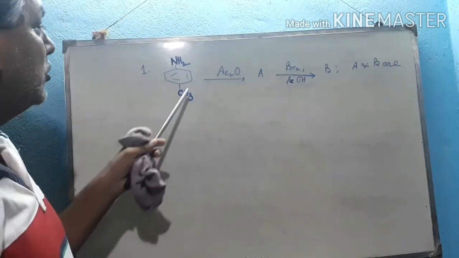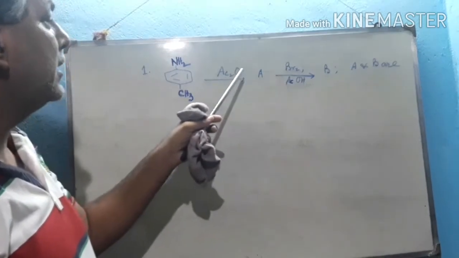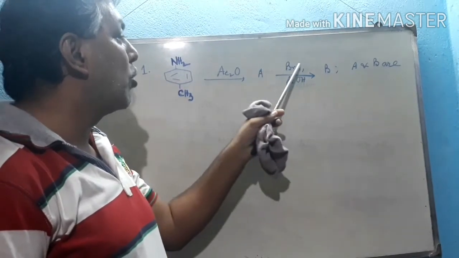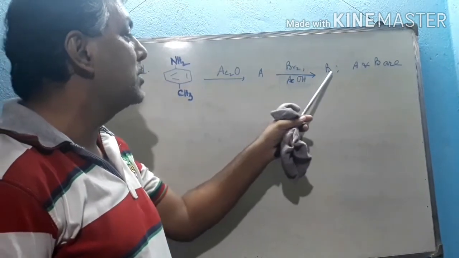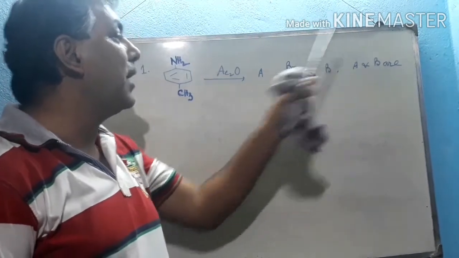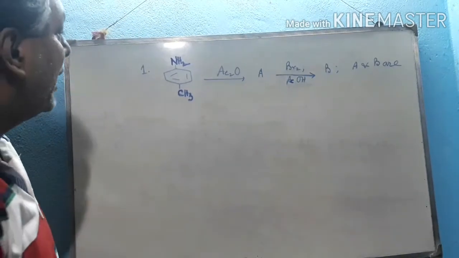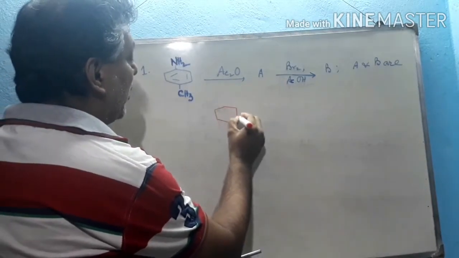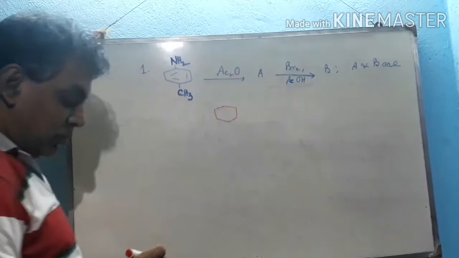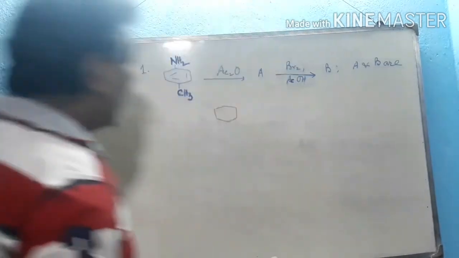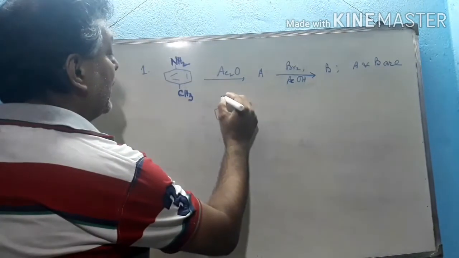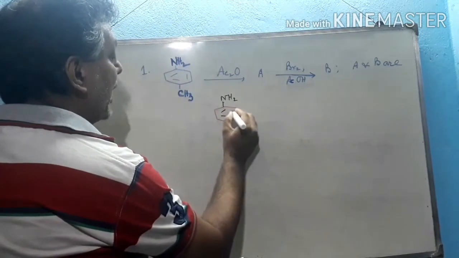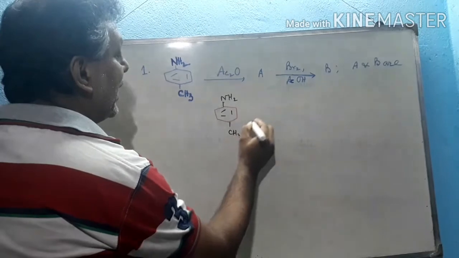First question: paratoluidine, when treated with acetic anhydride, produces A, and this A, when treated with bromine in presence of acetic acid, produces B. We have to identify A and B. We know that paratoluidine, when treated with acetic anhydride, the NH2 reacts with the acetic anhydride group.